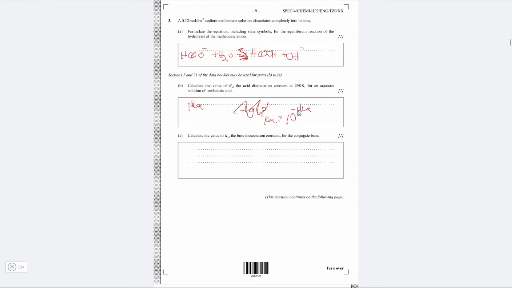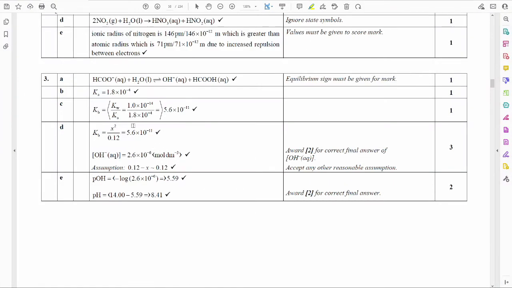So just use the value you find in the data booklet. Next one, calculate the Kb. Use this relation and then rearrange for Kb equals Kw over Ka, where Kw is 10 to the minus 14. And Ka you find here, so then you get Kb. And that's how they also do it.